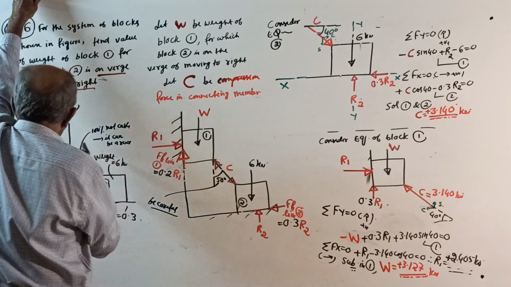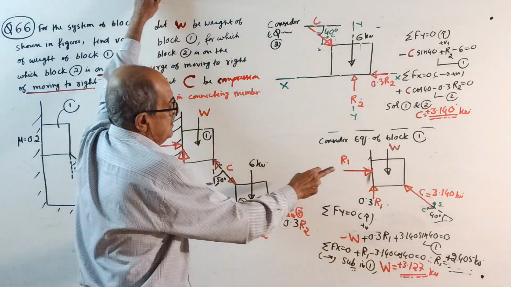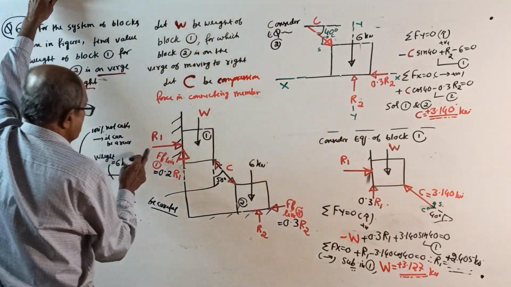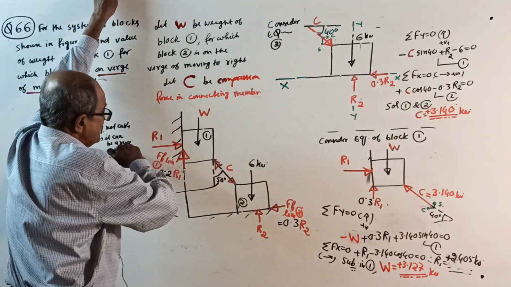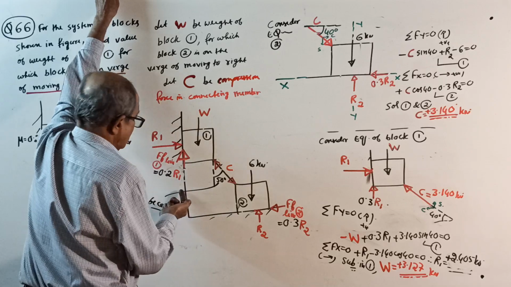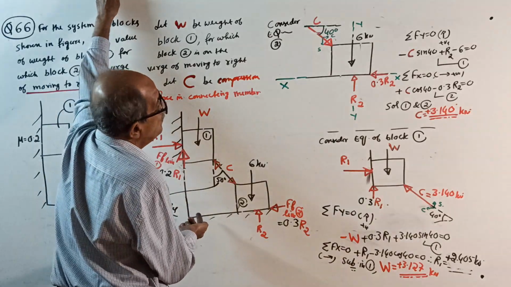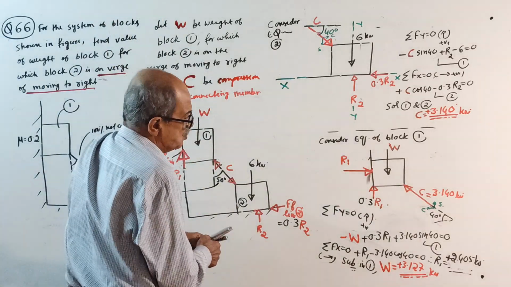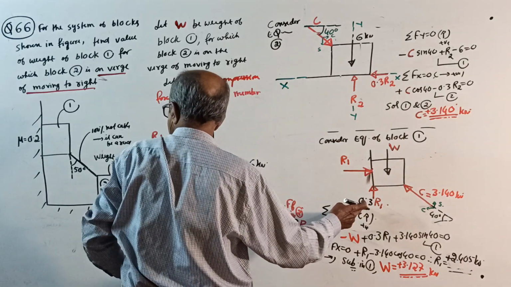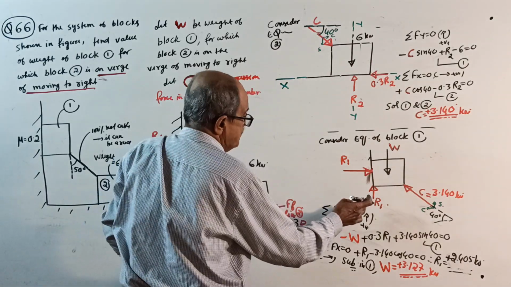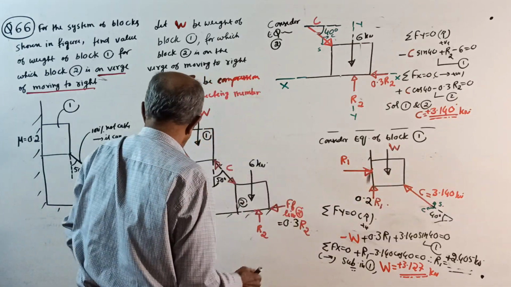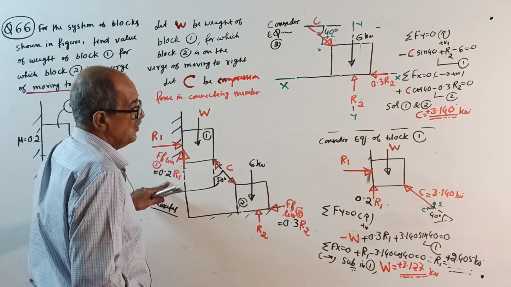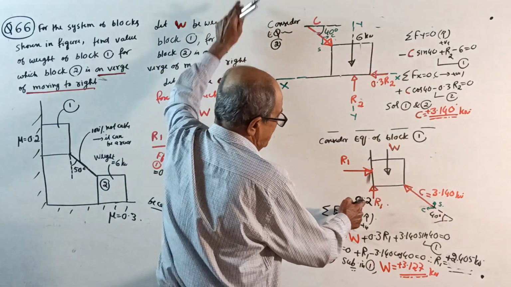Now consider equilibrium of block 1. When you take block 1 equilibrium, weight W, normal reaction R1, friction, how much is it? Oh, it is 0.2. It is not 0.3, it is 0.2 actually. By mistake, I took 0.3. See here, 0.2 R1. Okay. Sometimes it happens by mistake. Okay, I'll change it. 0.2 R1.